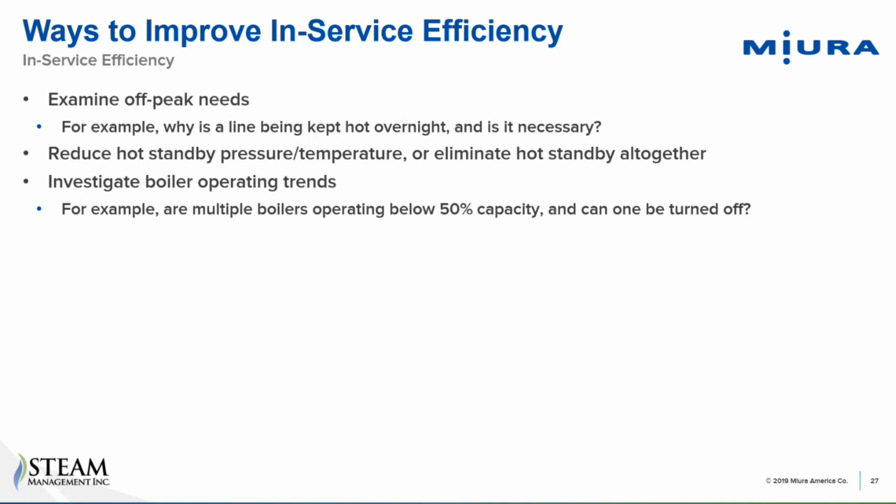Maybe you can look at your boiler operating trends, and maybe you're operating really below 50% capacity with multiple boilers. So maybe you can turn one of those boilers off and keep it off for more time. It just depends on the system, right? So again, every system is different. You can't say inherently how to improve in-service efficiency without looking at the system, but Chase is really good at helping you out with that.